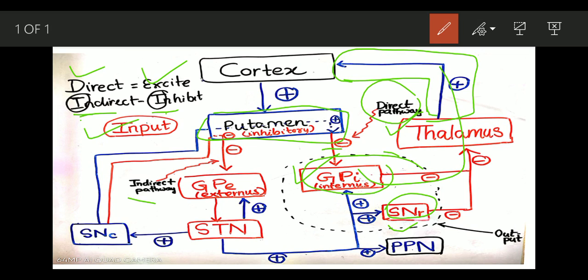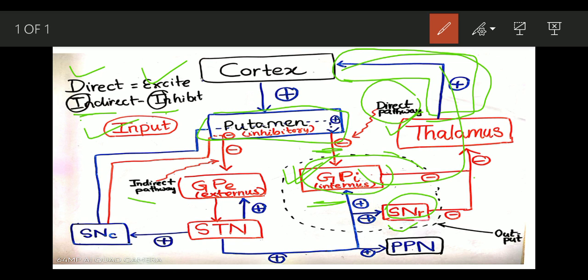Okay, so basically the direct pathway, what it does, the putaminergic fibers from the putamen inhibit the globus pallidus internus, leading to net stimulation of the thalamus, because the globus pallidus internus was inhibiting the thalamus. So we released this inhibition. So if we release the inhibition of the thalamus by inhibiting the globus pallidus internus, the net result is stimulation of the cortical movement.